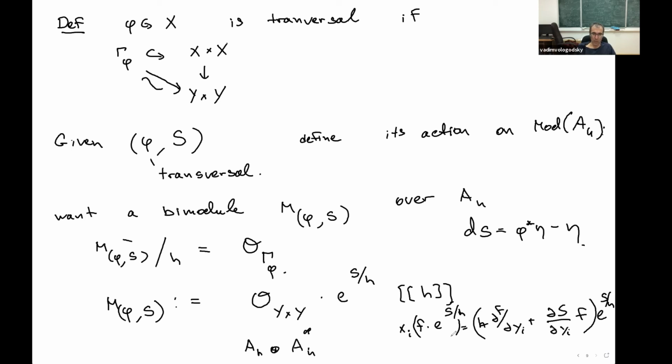So again, for at least transversal elements of my group of symplectic automorphisms of X, I constructed a bimodule. So I constructed an endofunctor of my category. That's not enough. You also have to construct an isomorphism between the composition of two functors corresponding to phi, s and phi prime, s prime, and the functor corresponding to the product of these elements. You have to really show that this is a group action. But well, I think I have to stop here. Thank you very much.